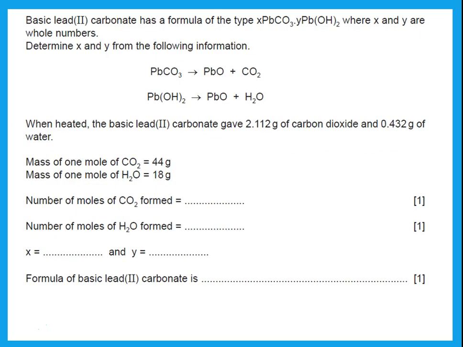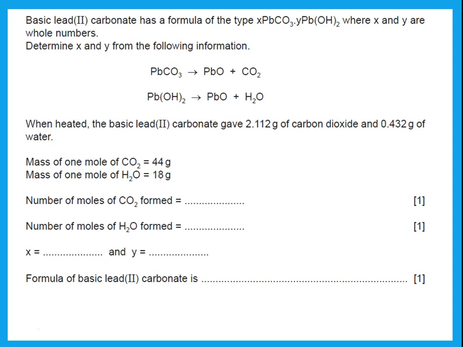Okay, the next question says basic lead carbonate has this formula. X and Y are whole numbers, and he says it is a compound that is made up of 2 things, lead carbonate and lead hydroxide. If the lead carbonate is heated alone, it will give lead oxide and carbon dioxide. If the lead hydroxide is heated alone, it gives lead oxide and water. And from the equations, the number of moles of carbon dioxide is the same as the number of moles of lead carbonate, which is the X in the compound. And the number of moles of water is the same as the number of moles of lead hydroxide, which is Y in the original compound.